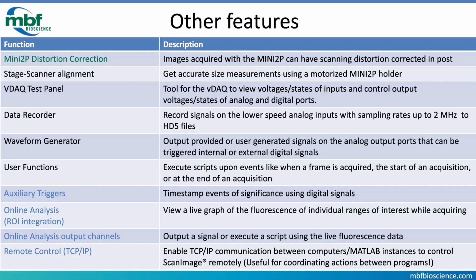Beyond that, we have the stage scanner alignment feature, the VDAC test panel for any troubleshooting, the data recorder and the waveform generator can be used to use the VDAC's analog inputs and outputs. You can use user functions to allow you to run your own scripts at certain times within an acquisition. Beyond these basic ScanImage features, ScanImage Premium has auxiliary triggers, which allows you to timestamp events and match them to the frame that it occurred on.